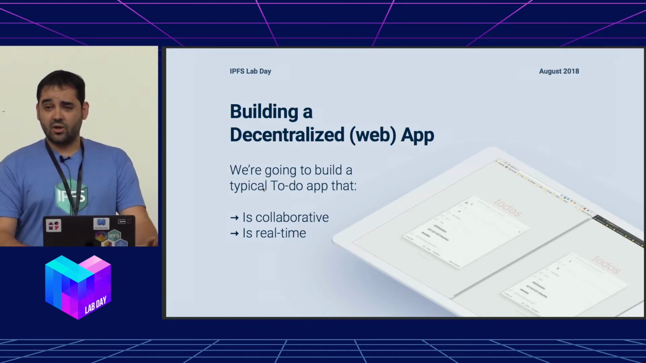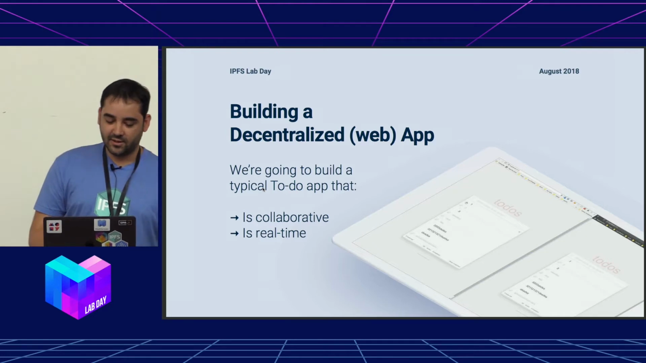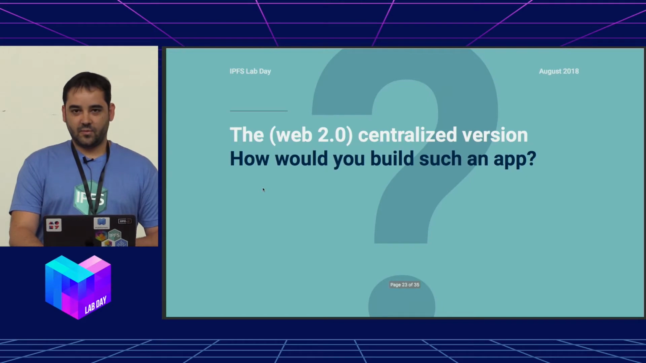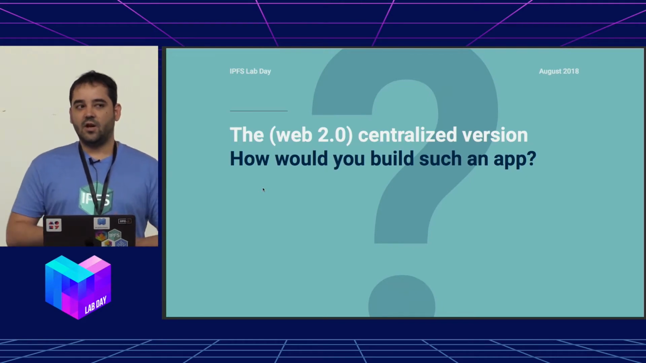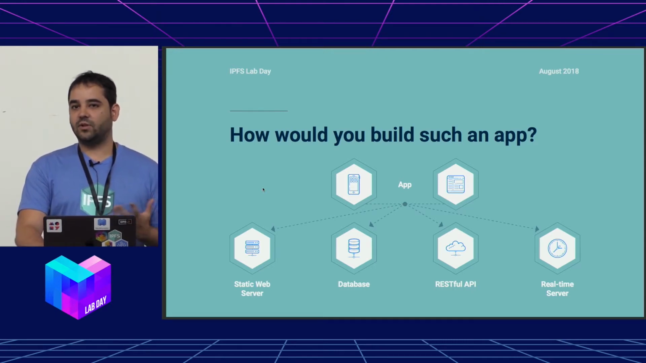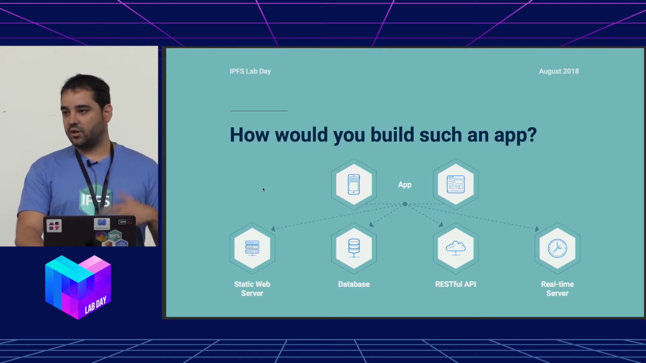So our goal here, and I'm actually doing a live code session right next, is to build a simple to-do list application, and our goal is to be collaborative and real time. Okay. So let's first do an exercise and think about it. In a Web 2.0 version, a centralized version, what components do we need? I would say we need a static web server to serve the application assets like the CSS files and the JavaScript files. We'll need a database to store the to-do list. We'll need probably a RESTful API in order to interact with the database, to push some to-dos, to read the to-dos, and so on. And of course, to perform the real-time updates, we'll need a real-time server, for instance, a Node.js server with Socket.io or something like that.